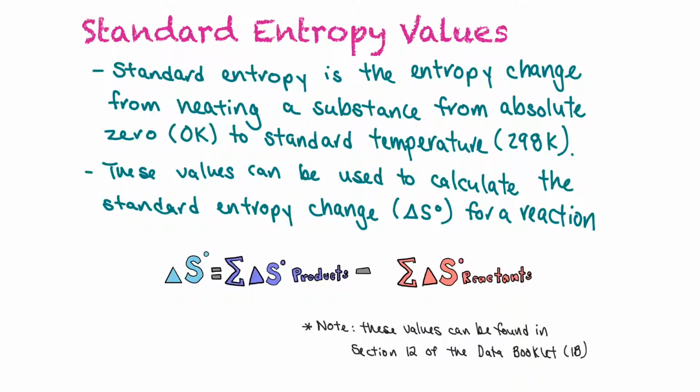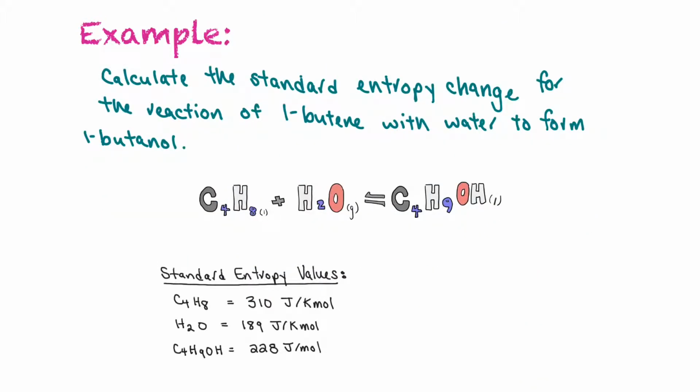Now, you can find these values in section 12 of the data booklet for IB, and then use those values there. So in this example, we're being asked to calculate the standard entropy change for the reaction of 1-butene with water to form 1-butanol. And our entropy values are listed here for each of the individuals. So we have butene, then we have water, and then we have butanol.